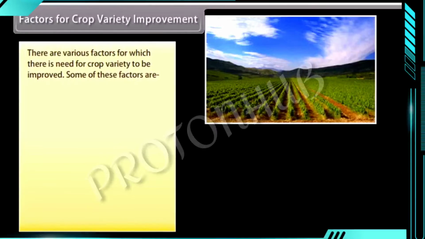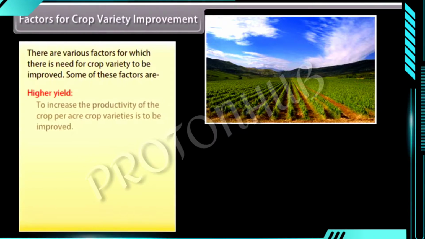Factors for crop variety improvement. There are various factors for which there is need for crop variety to be improved. Some of these factors are higher yield. To increase the productivity of the crop per acre, crop varieties are to be improved.